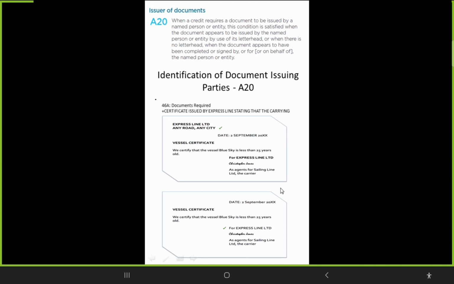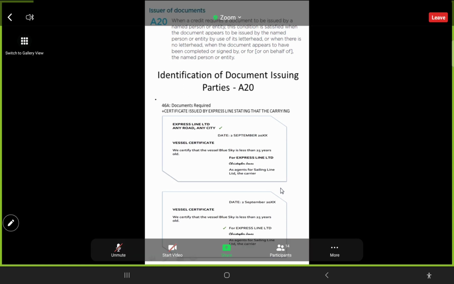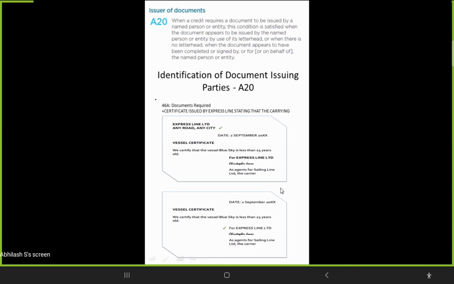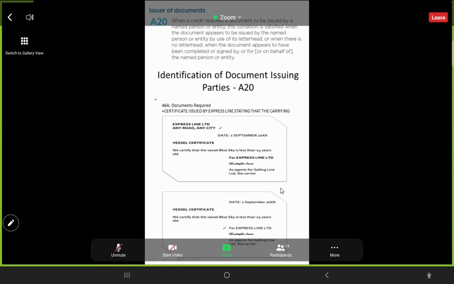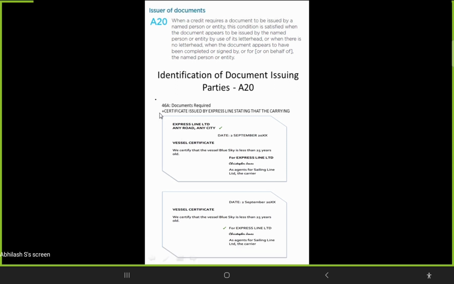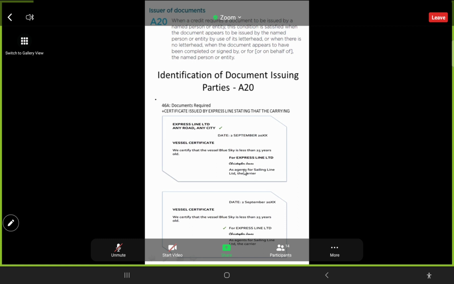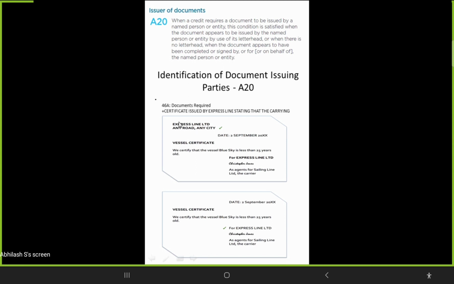So either using a letterhead or through signature, you can prove that it is you who is issuing this document. But yesterday we read that all the certificates which are to be presented should be signed, right? So if it is on letterhead and the signature is not there, then it becomes contradictory, right? No, because it is a certificate, they have also signed it here. For example, if they are asking for a packing list issued by Express Line Limited, then only the letterhead would do, and the signature is not required. That's why they have signed as well as issued it on the letterhead.